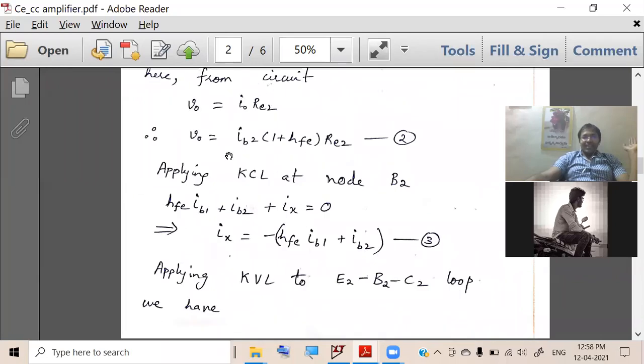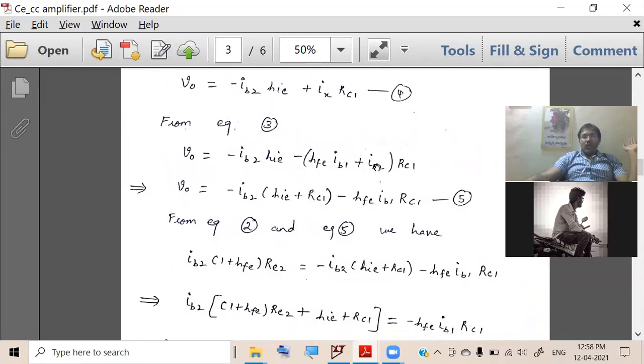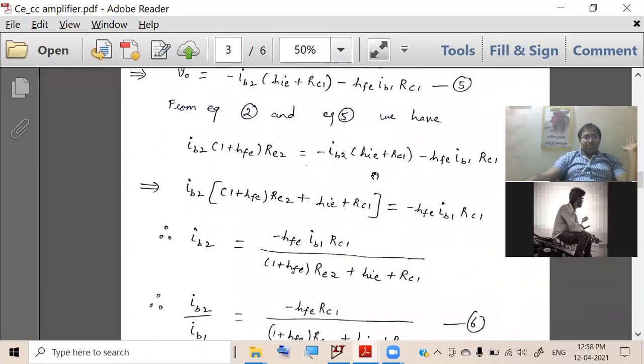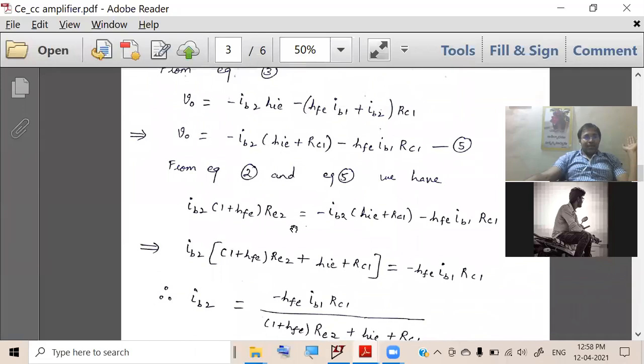So what is RHS here in equation 2? IB2 into 1 plus HFE into RE2. And here, what is the RHS? Minus IB2, HIE plus RC1. The same term I'm writing here. Why am I doing this? I told you, if I get the IB1, IB2 relation, then only I get the overall voltage gain.